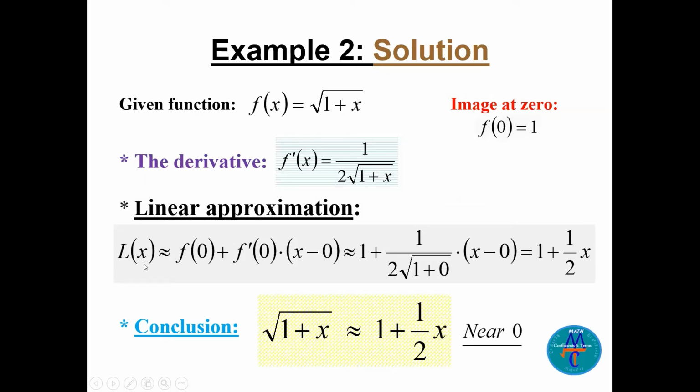So the linear approximation will be L(x), that's a function, approximately f(0) + f'(0)(x − 0). So f(0) will be 1 plus f'(0), put 0 there, it will be 1 over 2 square root of 1 plus 0, times (x − 0). So the linear function is 1 plus half x. See, that's a straight line. That will be the tangent line to this graph close to the point 0. That's a linear approximation.